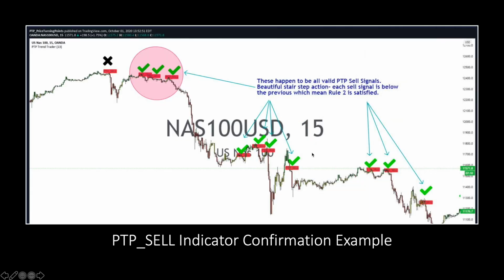Here we have another example of PTP sell confirmation. There are 11 sell signals on this chart, and 10 out of the 11 are confirmed sell signals. This is also determined to be a bearish market.